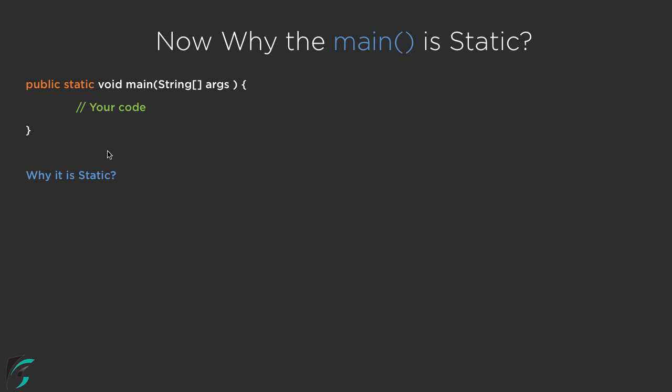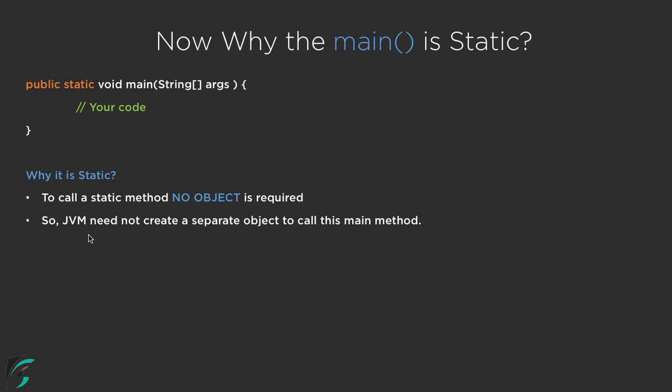Now the reason for this is that to call a static method, no object is required. We are all aware of this from this video, right? So the Java virtual machine need not create a separate object to call this main method. When you execute your program, the Java virtual machine simply calls this method when the class loads without creating the object of the class. So the Java virtual machine does not allocate any separate memory for this method. With the help of just the class name, it simply executes the main method, and your code inside the main method is executed. Fine. So that is why we have the static keyword in the case of the main method.